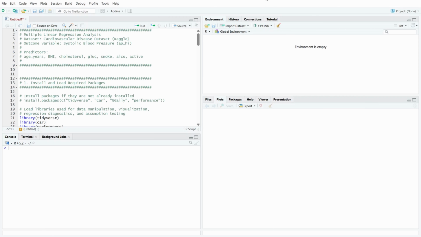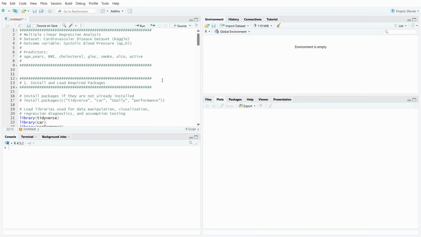In this analysis, we are using the cardiovascular disease dataset from Kaggle to investigate what factors influence systolic blood pressure. Systolic blood pressure is represented in the dataset by the variable AP_HI, and this will be our dependent variable, meaning it is the outcome we want to explain. We will use multiple linear regression to examine whether factors such as age, body mass index, cholesterol levels, glucose levels, smoking, alcohol consumption, and physical activity are associated with higher or lower blood pressure.